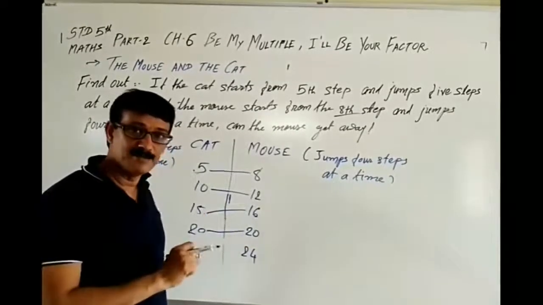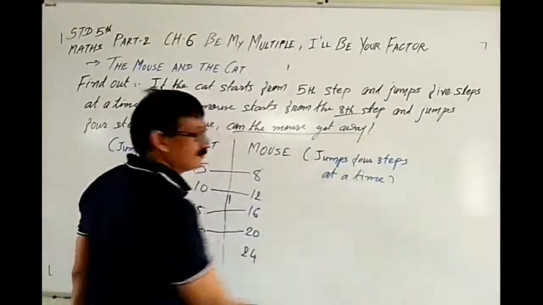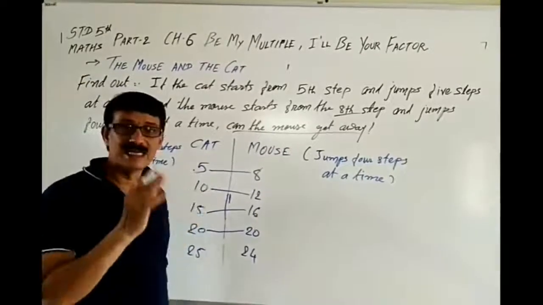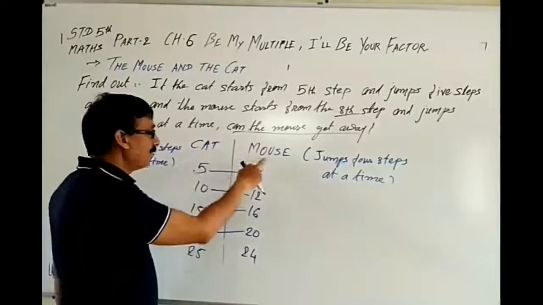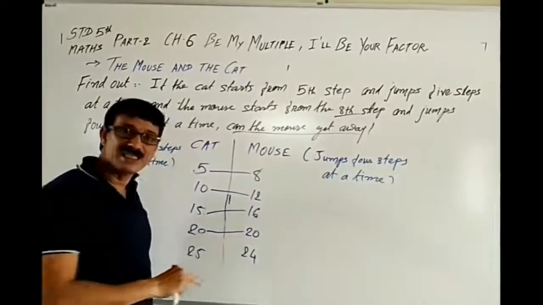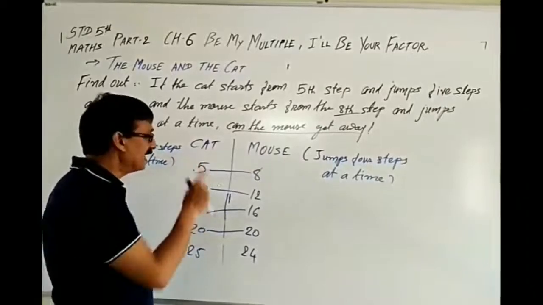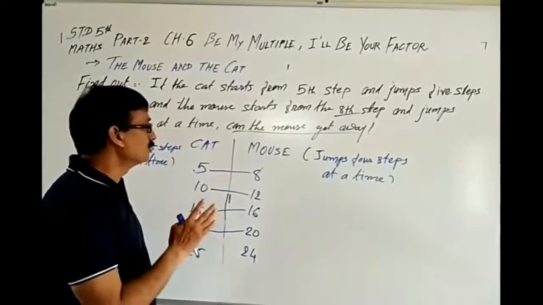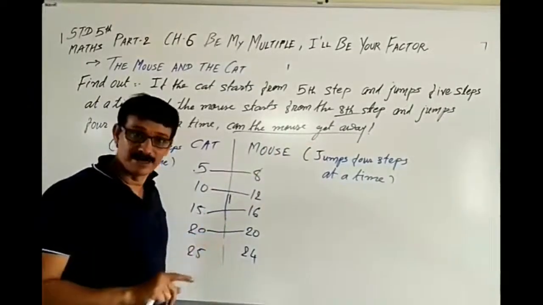It will catch the mouse, isn't it? So, can the mouse get away? No, it is not possible that the mouse will get away. Why? Because on the fourth step, both cat and mouse get together. And that is why on the fourth step, the cat will catch the mouse. Hence, it is not possible that the mouse will get away.